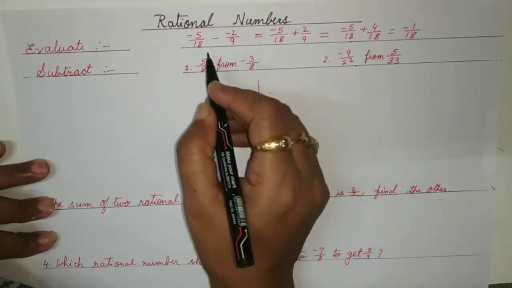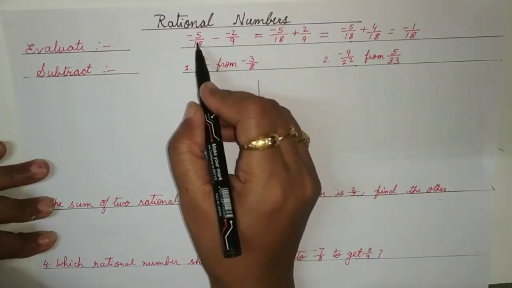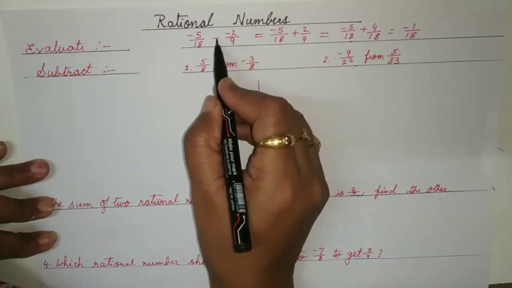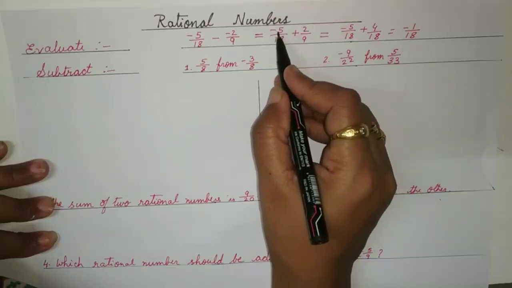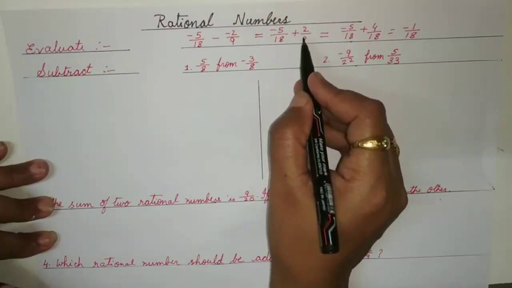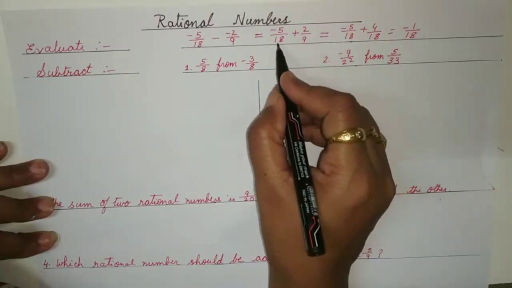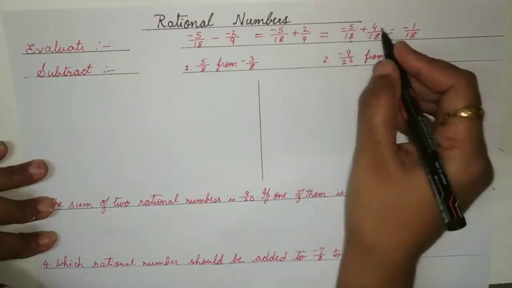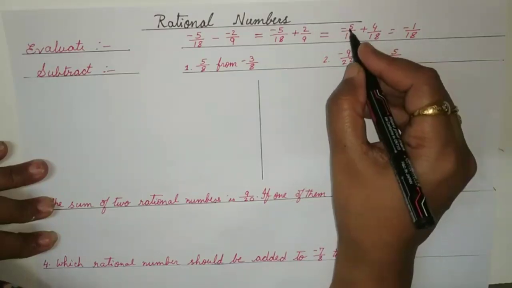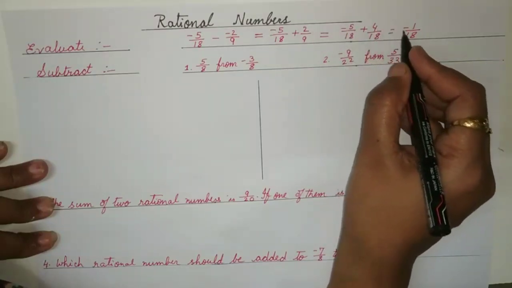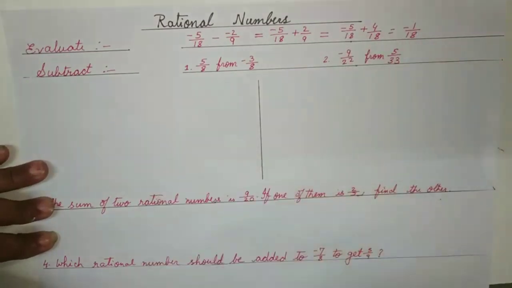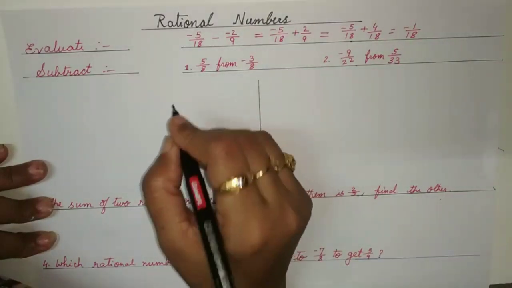One example I have taken here, which is minus 5 by 18 minus and minus 2 by 9. So minus and minus is plus. So you have minus 5 by 18 and 2 by 9. What is the LCM of 18 and 9? It is 18. So 2 is multiplied here. It becomes 4 by 18. Minus 5 plus 4. Subtraction and the bigger number's sign. So minus 1 by 18. Today we will do subtraction where the second number's sign gets changed.